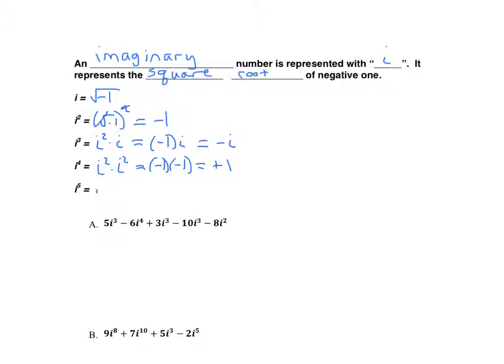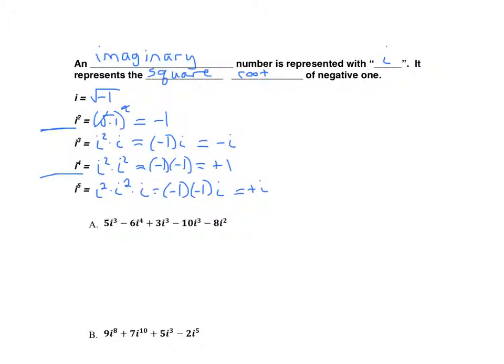i to the fifth is really i squared times i squared times i. 2, 4, 5. So i squared is -1, i squared is -1, and i. A negative times a negative is a positive, so this is a positive i. So if you look, even powers of i, so i squared, i to the fourth, we notice that the i is not in the simplified expression. But if we have odd powers of i, it changes from a positive to a negative, but we still have the i.